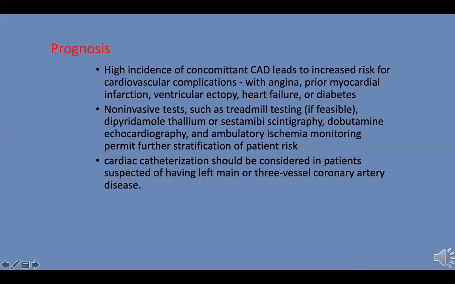The high incidence of concomitant coronary artery disease leads to increased risk for cardiovascular complications like angina, prior myocardial infarction, ventricular ectopy, heart failure, or diabetes. Non-invasive tests such as treadmill testing, if feasible, dipyridamole thallium or sestamibi scintigraphy, dobutamine echocardiography, and ambulatory ischemia monitoring permit further stratification of patient risk. Cardiac catheterization should be considered in patients suspected of having left main or 3-vessel coronary artery disease.